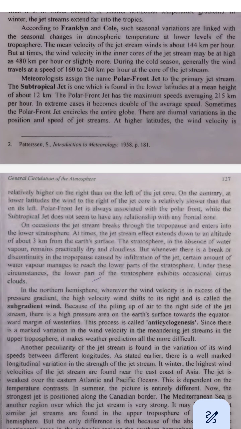2. Subtropical jet, found closer to the middle of the Earth, near the equator, but much higher up in the sky, around 12 kilometers above the ground. This one is not directly related to any boundary like the polar front.